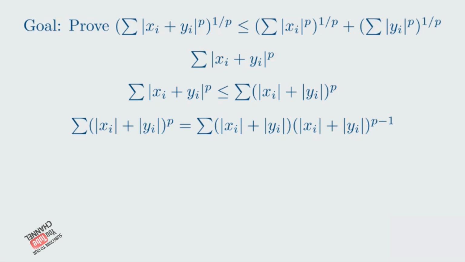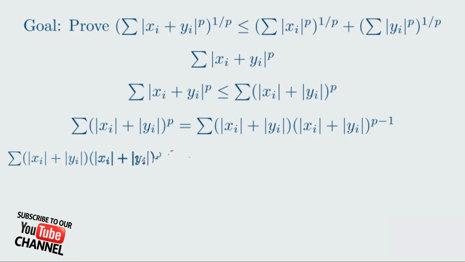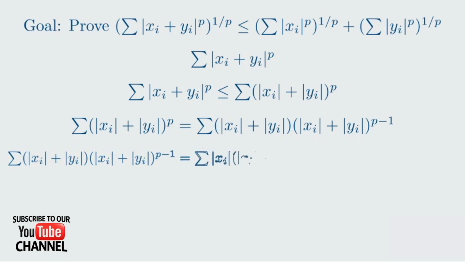Each of these new sums is perfectly structured for us to apply Holder's inequality. Distributing the |x_i| + |y_i| term, we get two distinct sums: the sum of |x_i| times the other term, and the sum of |y_i| times the other term. This is a crucial decomposition. Now look closely at each of these new sums. Notice their structure. They are both sums of products. This is exactly what Holder's inequality is designed for. In the next step, we will apply it to each of these.